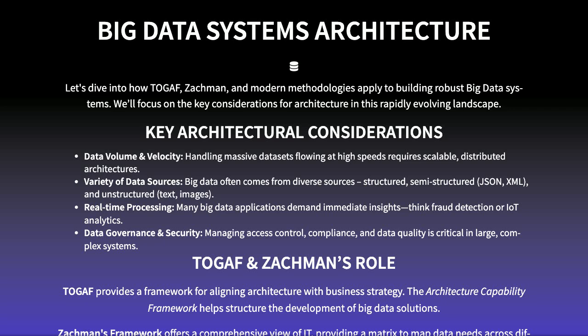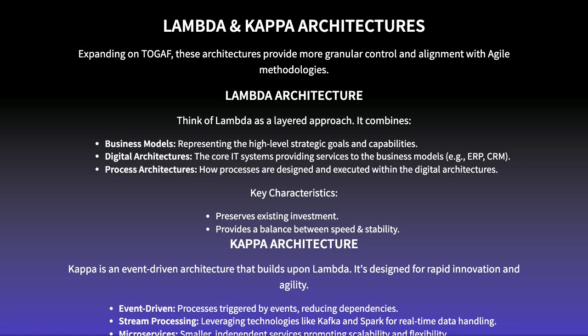Essentially, ensuring everyone is on the same page. Okay, so we're moving beyond the broad strokes of TOGAF and Zachman. Let's talk about Lambda and Kappa architectures. They help us tackle modern IT challenges more effectively.